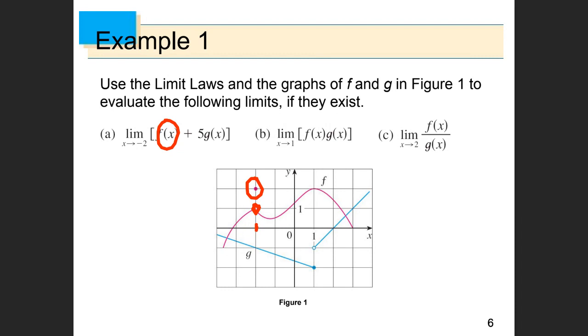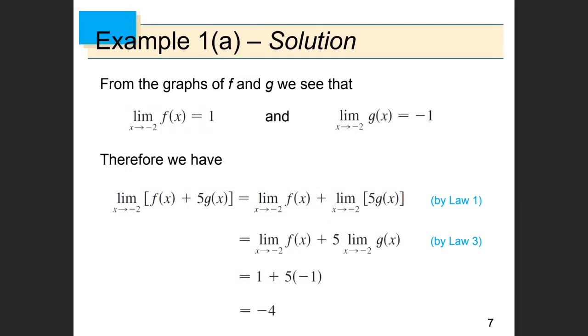Then let's look at g now. For g, when you are pushing -2 from the left and the right, you get this value there, which is now -1. So whether you're coming from the left or the right, you still end up at -1. So both limits exist. Then you can go ahead and split it. So you're going to have the limit as x approaches -2 of f of x plus 5 times the limit as x approaches -2 of g of x. And all you need to do is compute the limits and add the results.